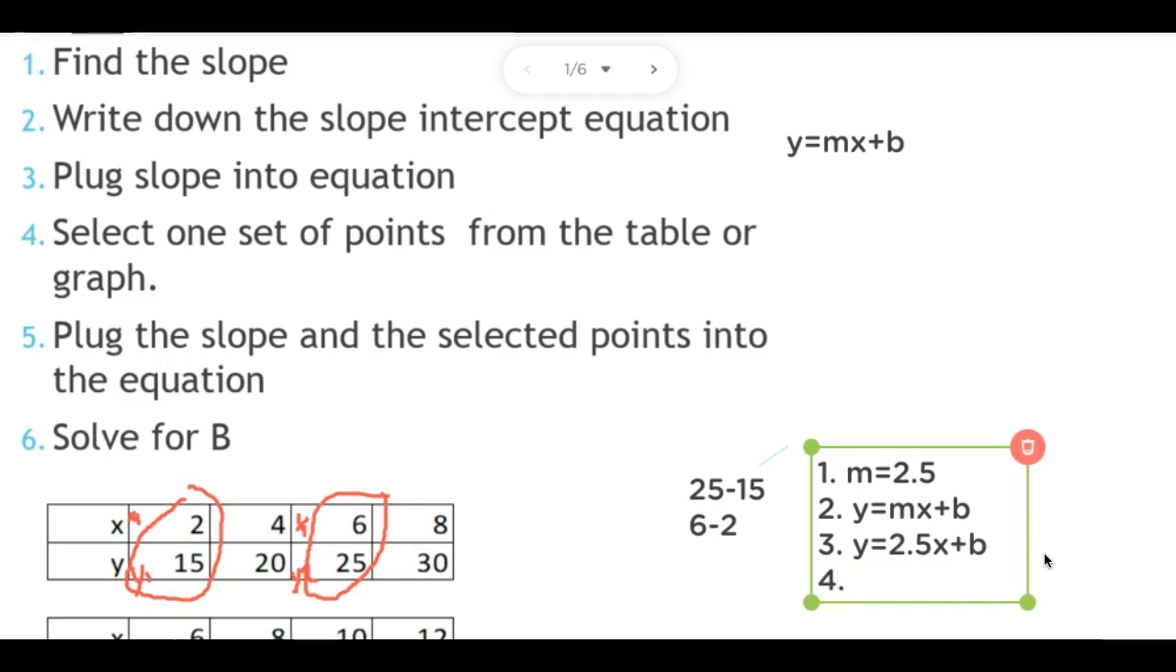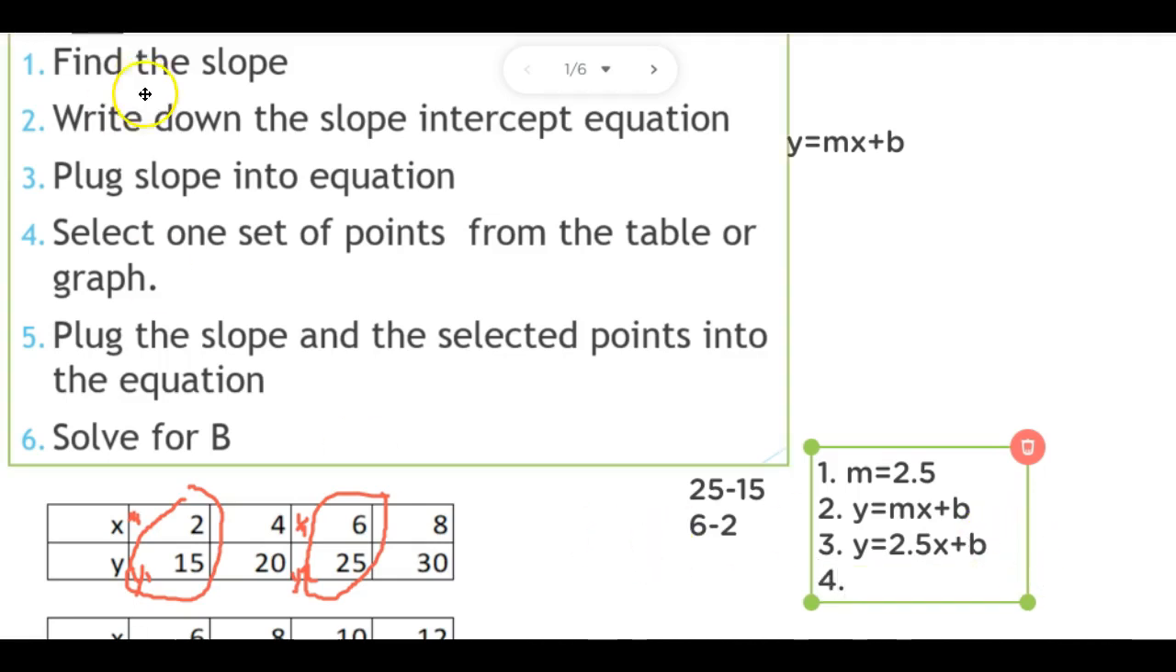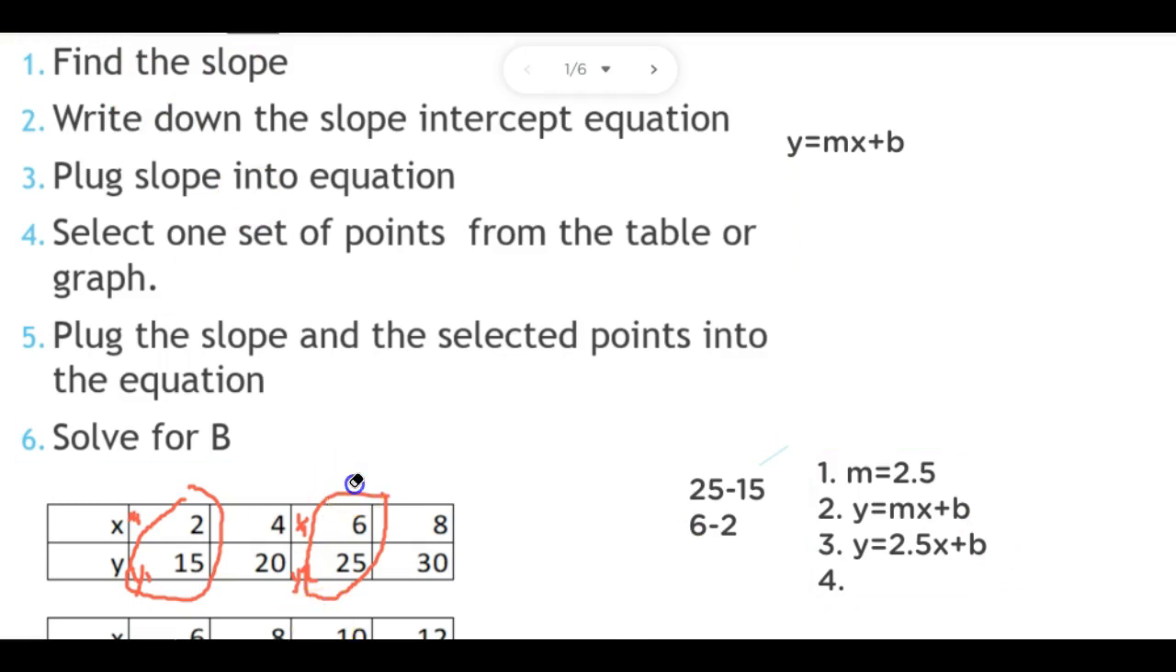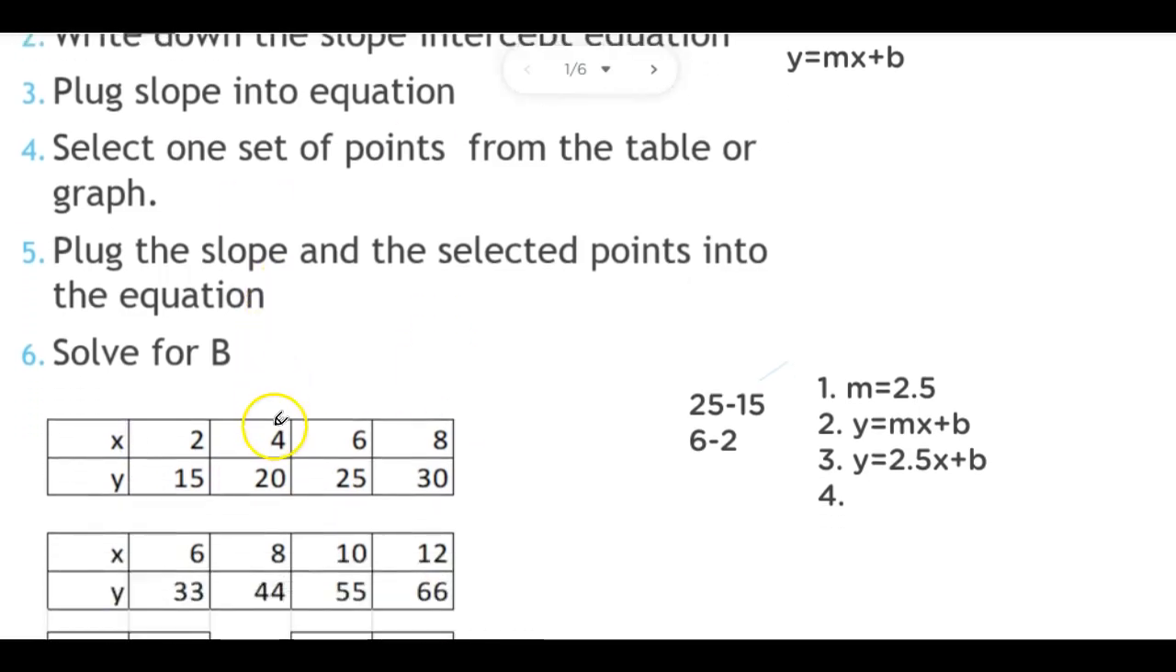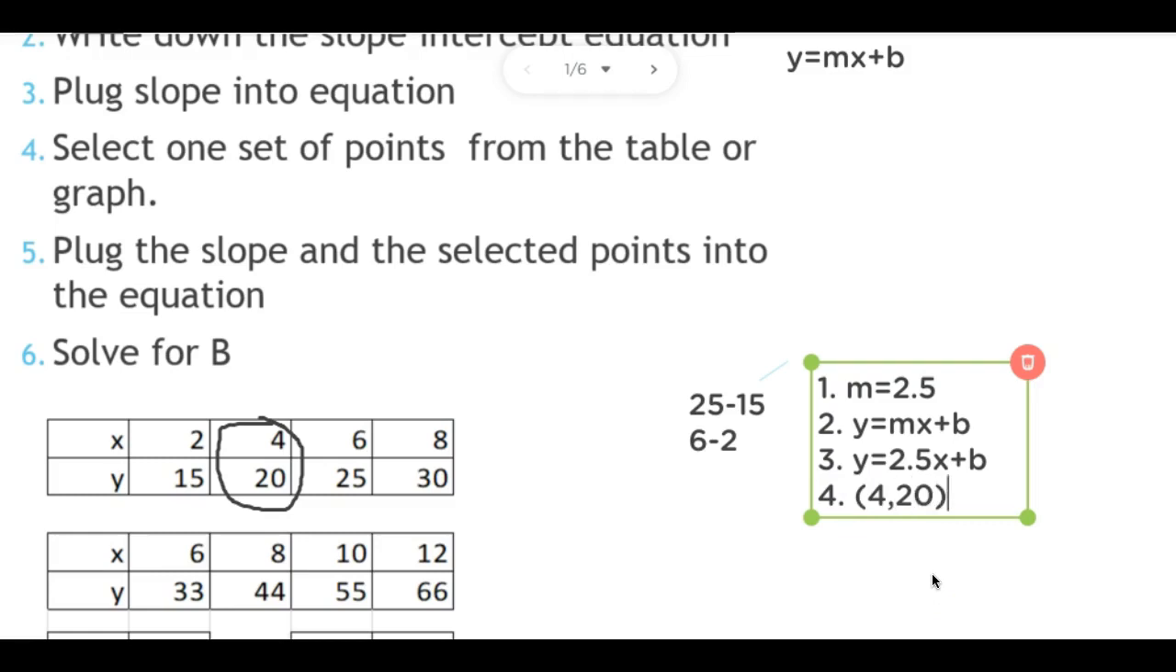Step 4. Select a set of points. Now I'm going to erase what I've circled right here. And what step 4 means is I'm just going to pick a point. It can be any point you want. And for the sake of what we're doing, I'm going to select 4 and 20. All right, I'm selecting 4 and 20. So on this one, I'm going to put 4, 20. That's the point I want.